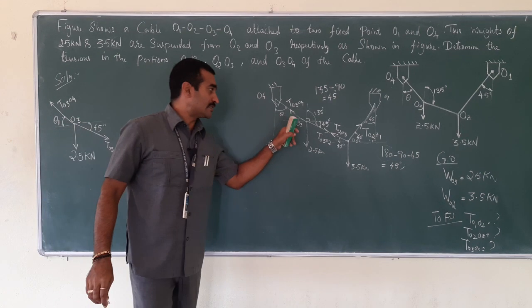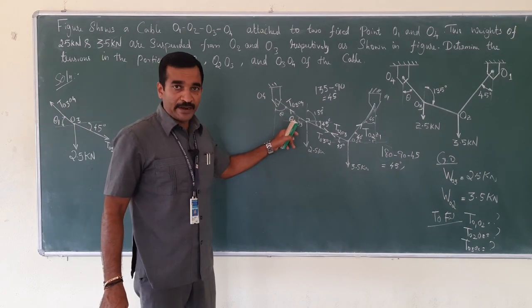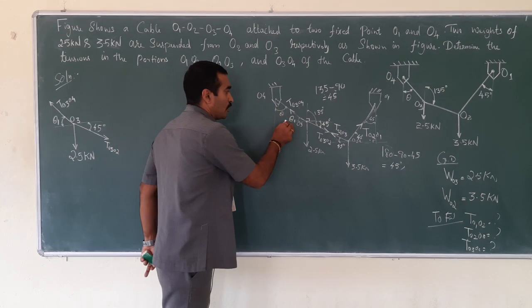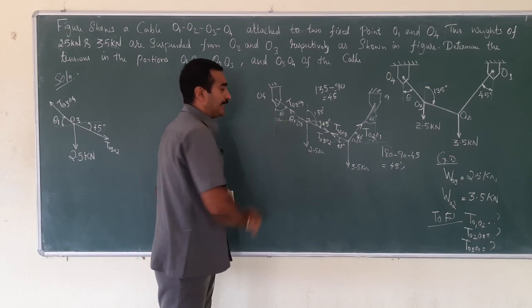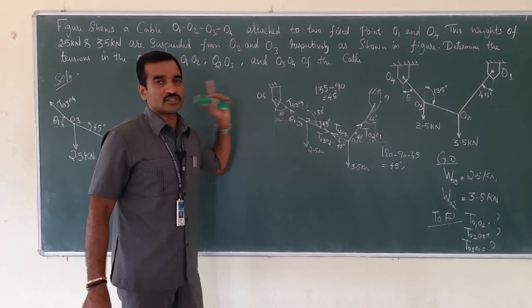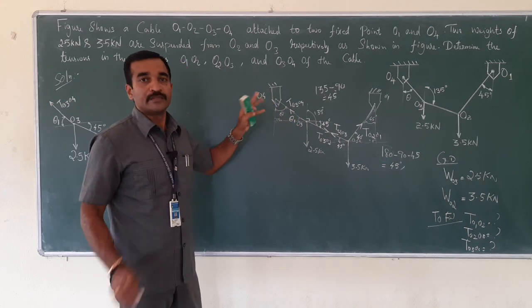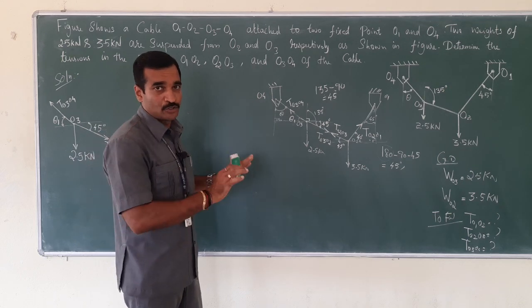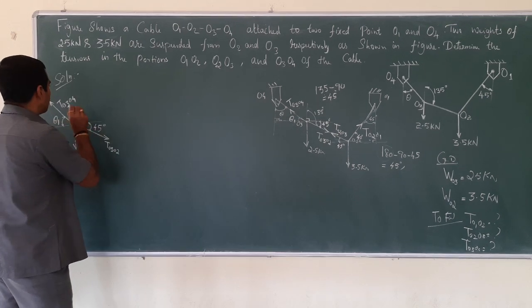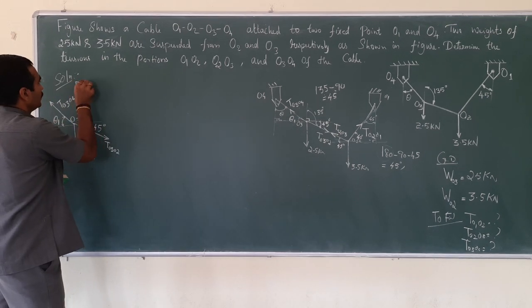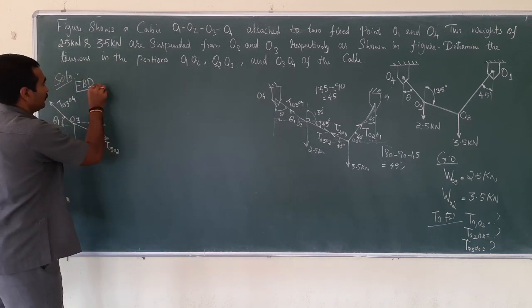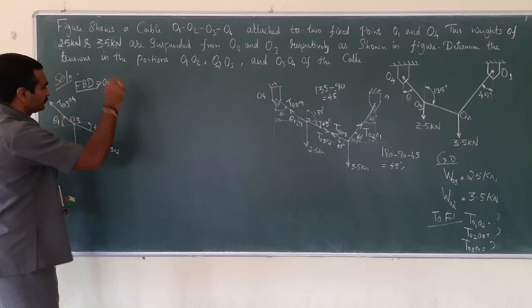The reason why I consider theta 1 is that if I find theta 1, I can find the value of theta. How? Because this is 90 degree. By subtracting this one, I will get the value. That is 180 minus 90 minus theta 1, you will get the value of theta. Just observe carefully how I am going to solve this. Right? So, this is one FBD considering point O3.